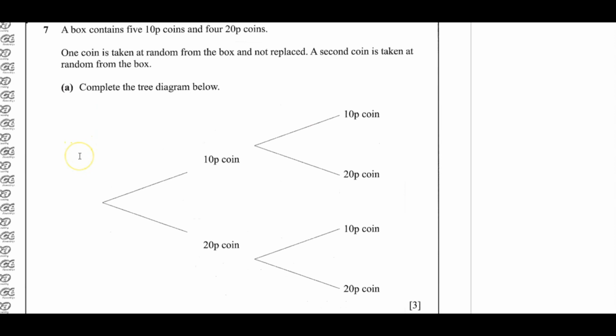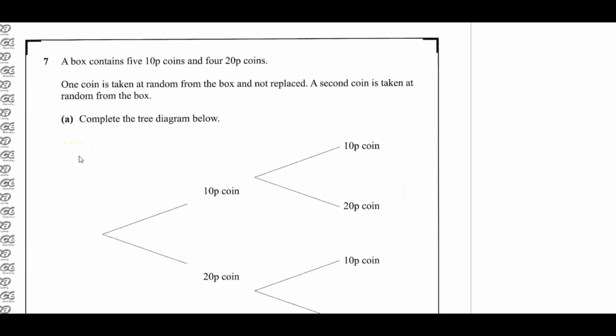Question 7 says one box contains 5 10p coins and 4 20p coins. One coin is taken at random from the box and not replaced. A second coin is taken at random from the box. Complete the tree diagram. So you've got 5 10p coins and 4 20p, so you've got a total of 9.